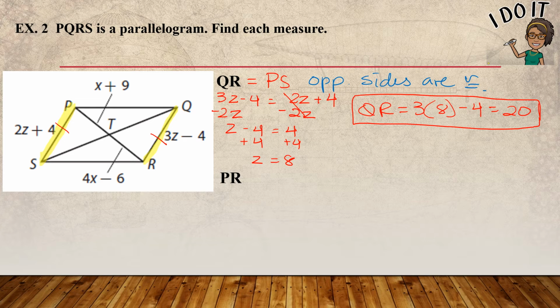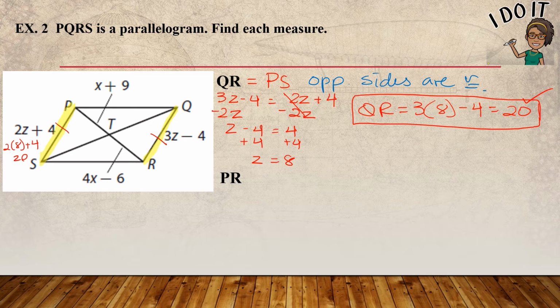Well, we can just plug in 8 here for PS and see if we come out with 20 as well. So 2 times 8, I know that's 16. 16 plus 4, well, guess what? That gives me 20, so I know that my answer is correct.